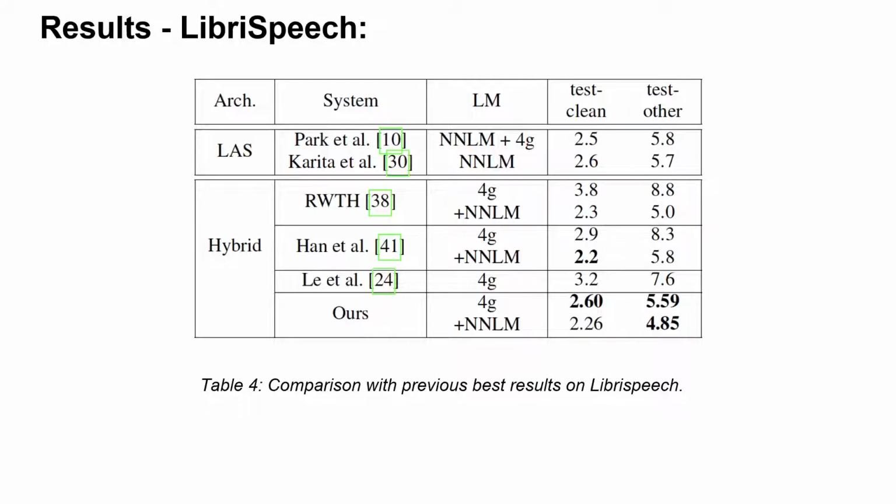Now looking at how this model compares: the RWTH results we had seen earlier had good results, and Park et al. is the SpecAugment paper. In this particular paper the 2.6 result is more or less comparable to some of the other results above, and 5.59 is actually better. So this was comparing both BiLSTM and transformer architectures, with a lot of changes done to one layer of the transformer.